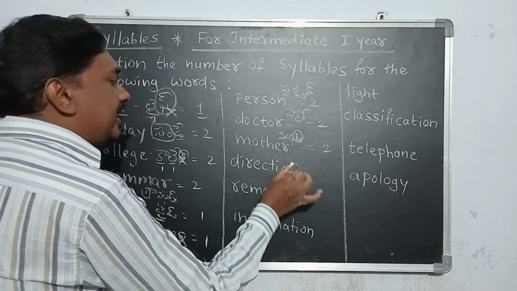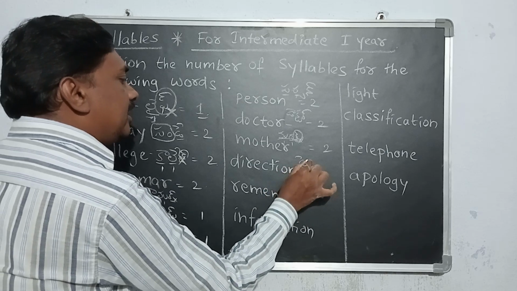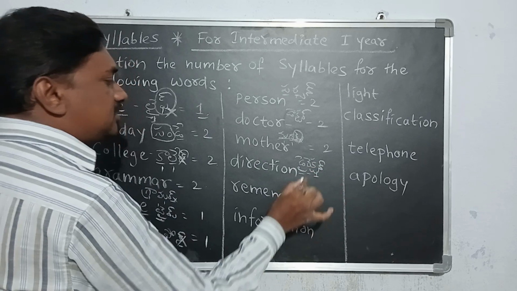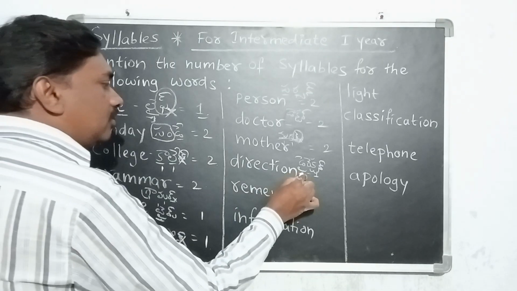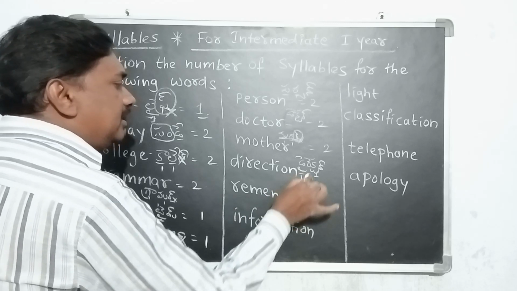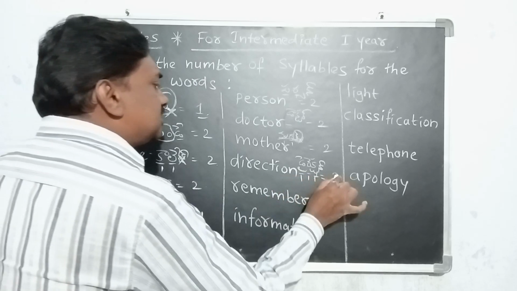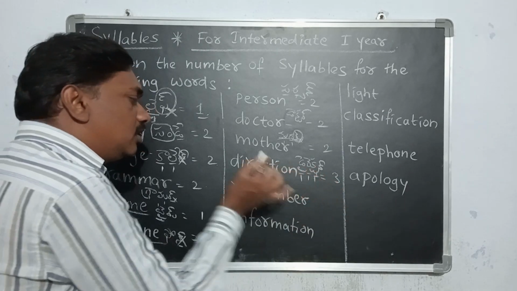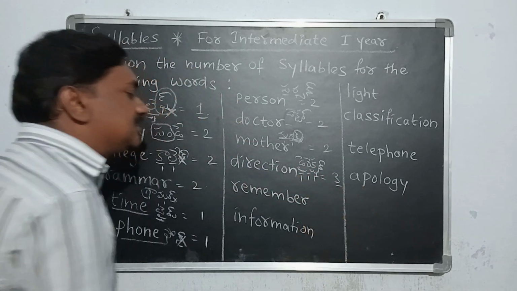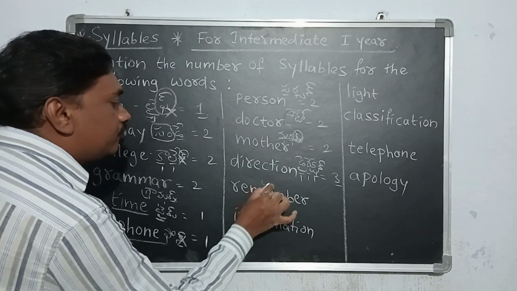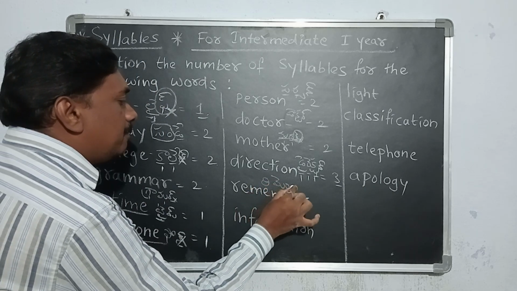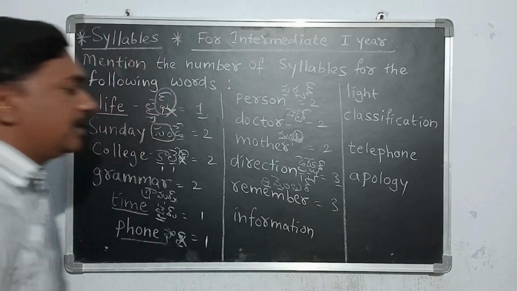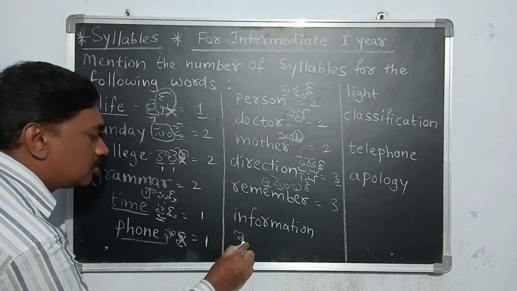Next word is direction. Here we can count three letters in the word direction, so this is a trisyllabic word. And remember, one, two, three. A trisyllabic word.